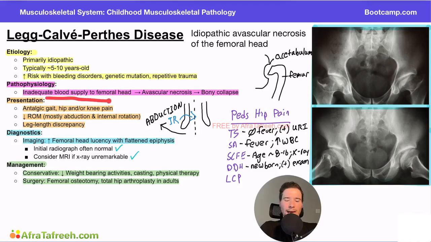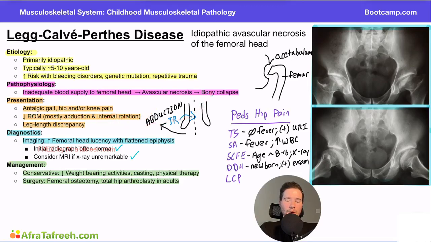Pathophysiology here, really simple: inadequate blood supply to the femoral head, not getting the oxygen and nutrients it needs, avascular necrosis, and bony collapse. Presentation here: antalgic gait, hip and/or knee pain, either one needs to be worked up for this condition. Patients can also present with decreased range of motion and a leg length discrepancy. Why? Because of the bony collapse.